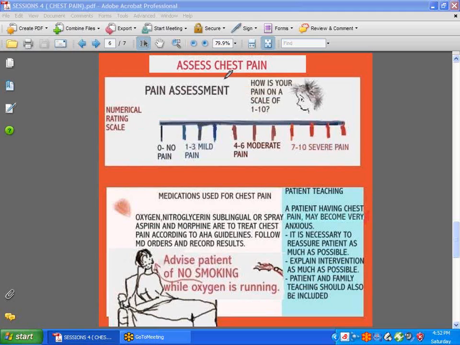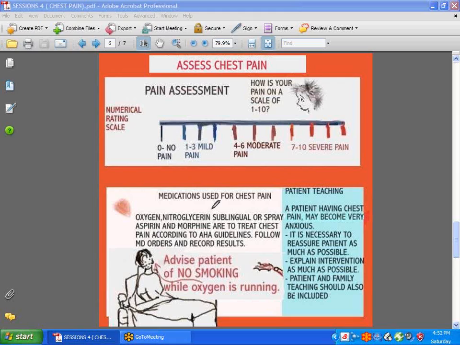You also would document it. There are certain things you can do. Different institutions have different protocols in place. Some of the American Heart Association's guidelines are oxygen, nitroglycerin, sublingual either tablet or spray, aspirin, and morphine. Now, some institutions, depending on where you work, may have it all written down. The doctor's already ordered it.